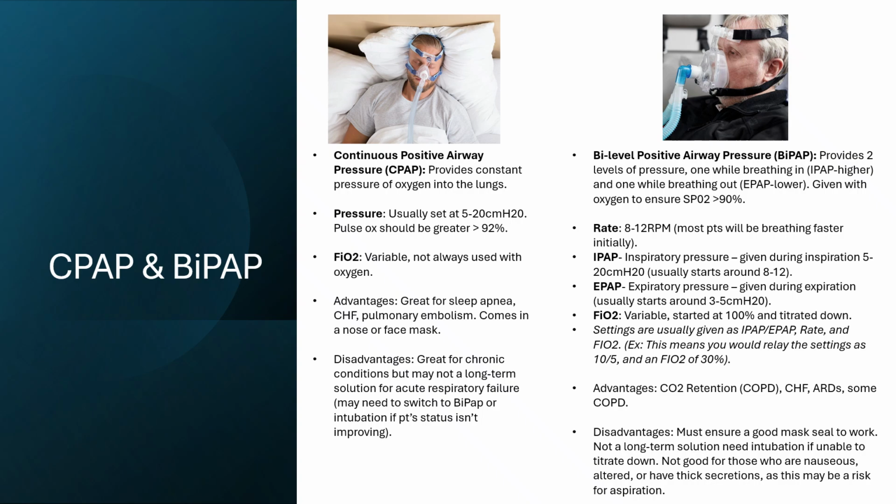So moving up a level here, you've got your BiPAP, which is bi-level positive airway pressure. So this provides 2 levels of pressure. One while breathing in, which is your inspiratory pressure, which is a higher rate. And then you get another level of pressure when you breathe out, which is your expiratory pressure, which is a lower rate. Typically, a patient on BiPAP is going to be given with an oxygen source, so you want to make sure that your SpO2 is higher than 90%.